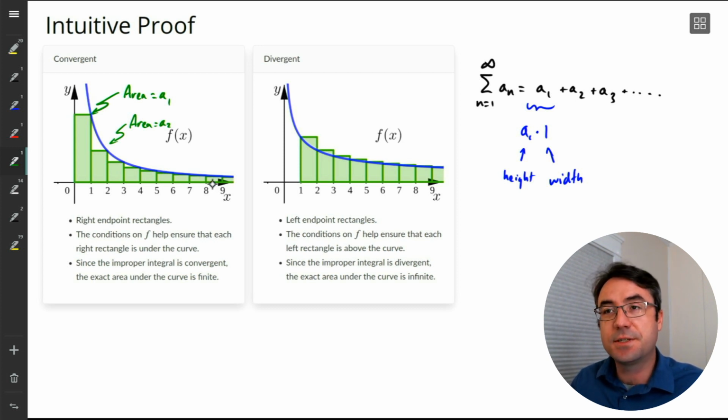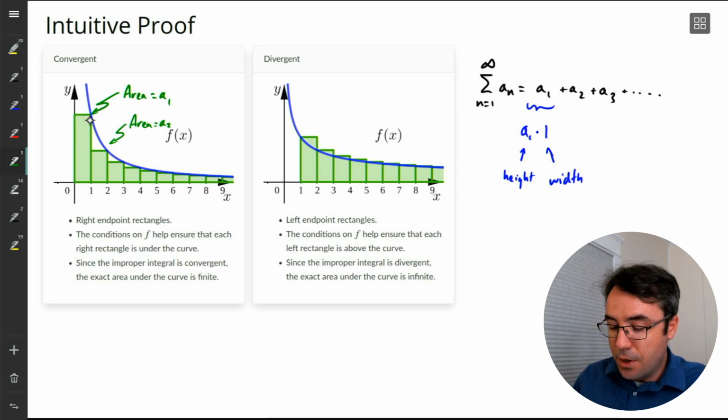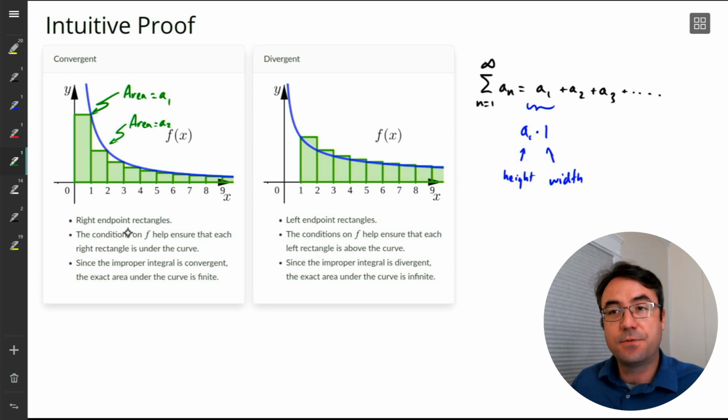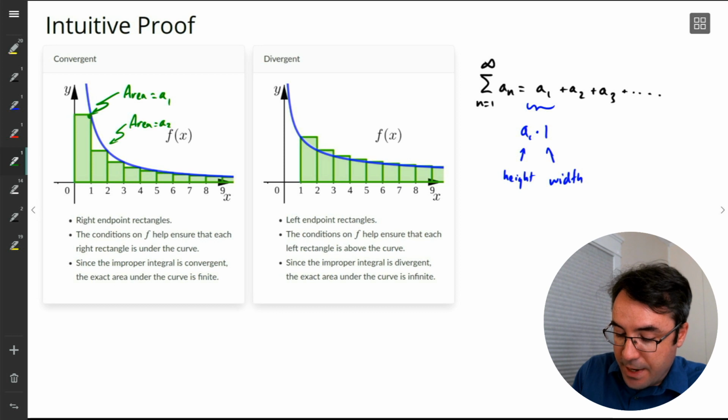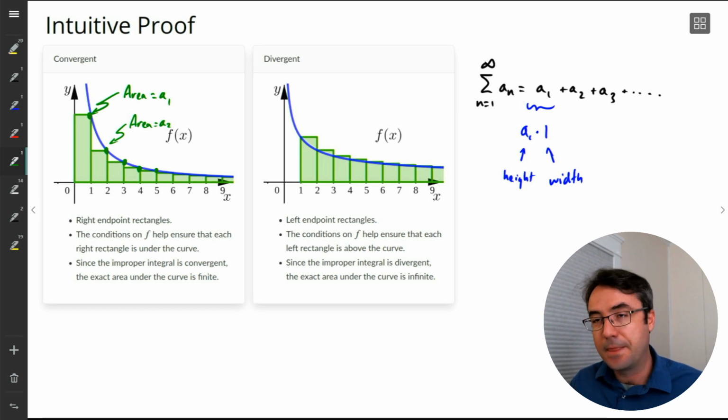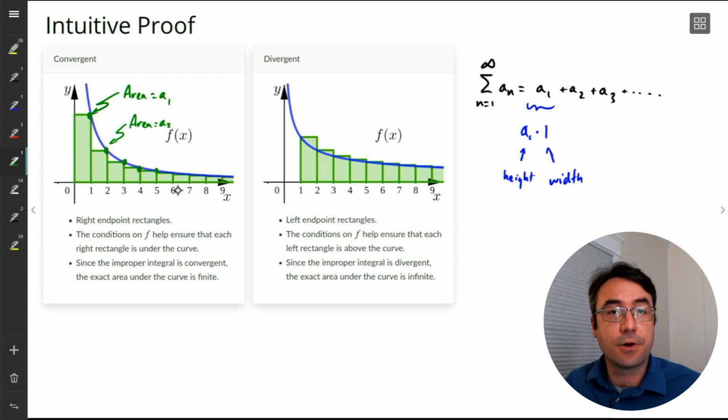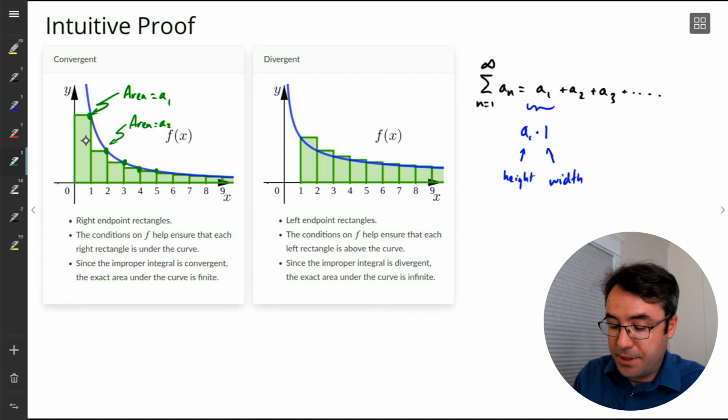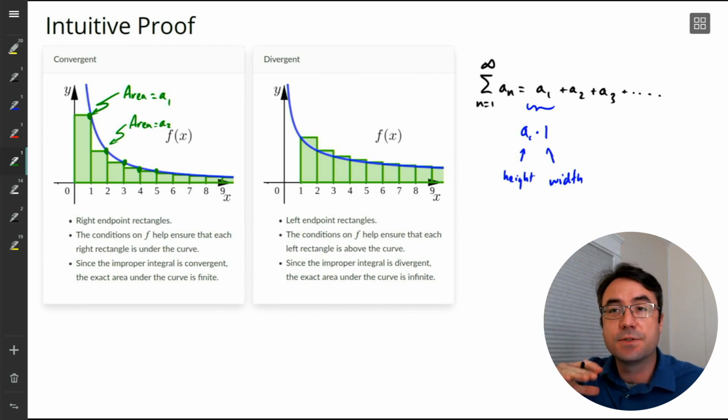For a convergent improper integral like this, we're using the right endpoints to form our rectangles. So the right endpoint fits on the curve for all of these rectangles. And those three conditions that we have to check, that f is continuous, f is positive, and f is decreasing, guarantee that each of these right rectangles is below the curve. That's why we need those three conditions on our function: all of the rectangles are below the curve.